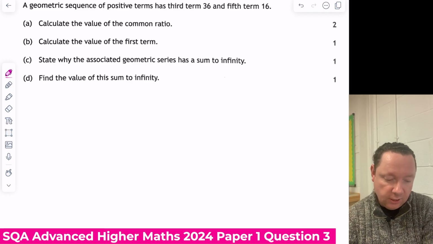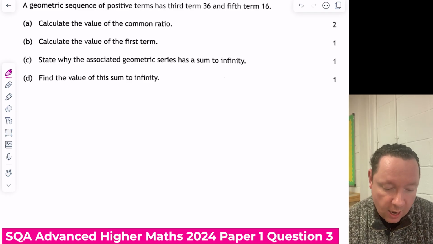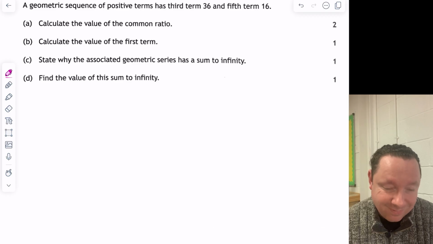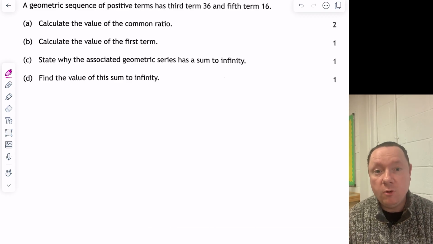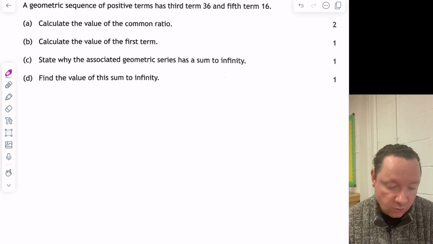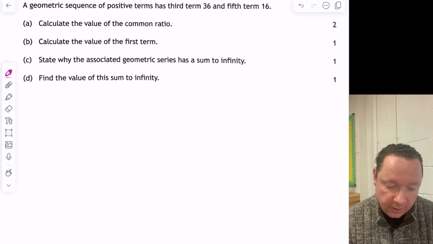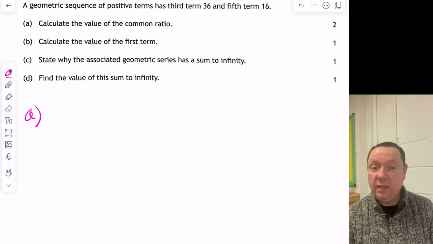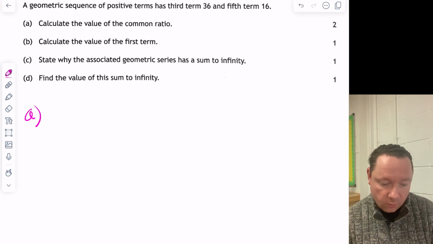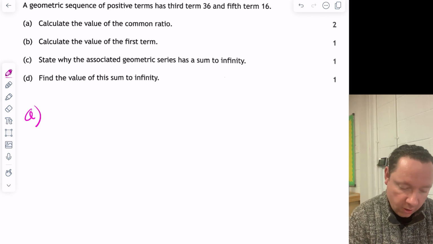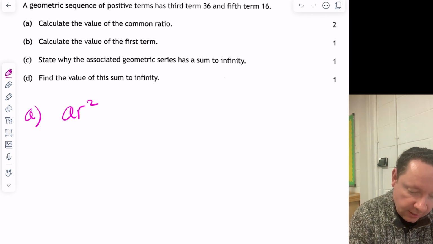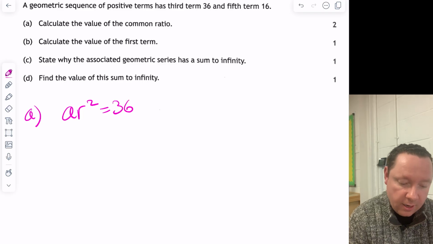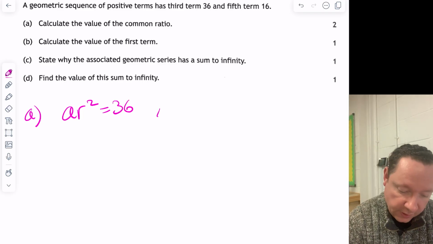SQA Advanced Higher Maths 2024, Paper 1, Question 3. A geometric sequence of positive terms has the third term 36 and the fifth term 16. Find the common ratio. So a geometric sequence goes a, ar, ar squared, ar cubed, and so on. So ar squared is 36. And similarly, ar to the 4, the fifth term, must be 16.